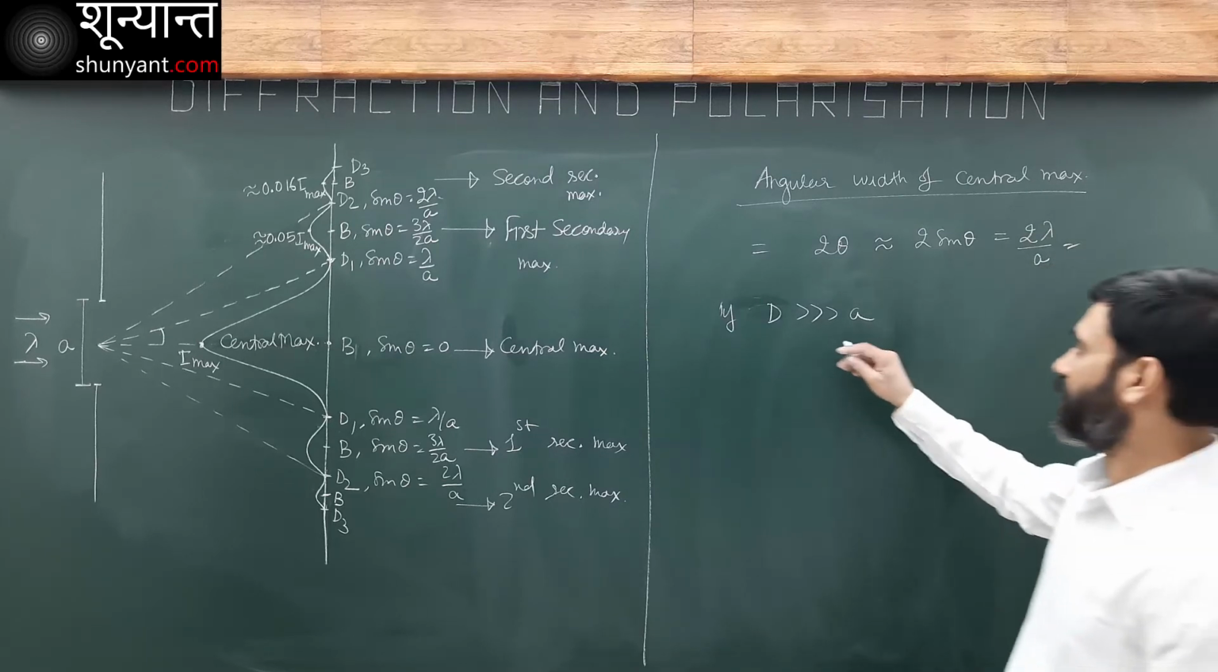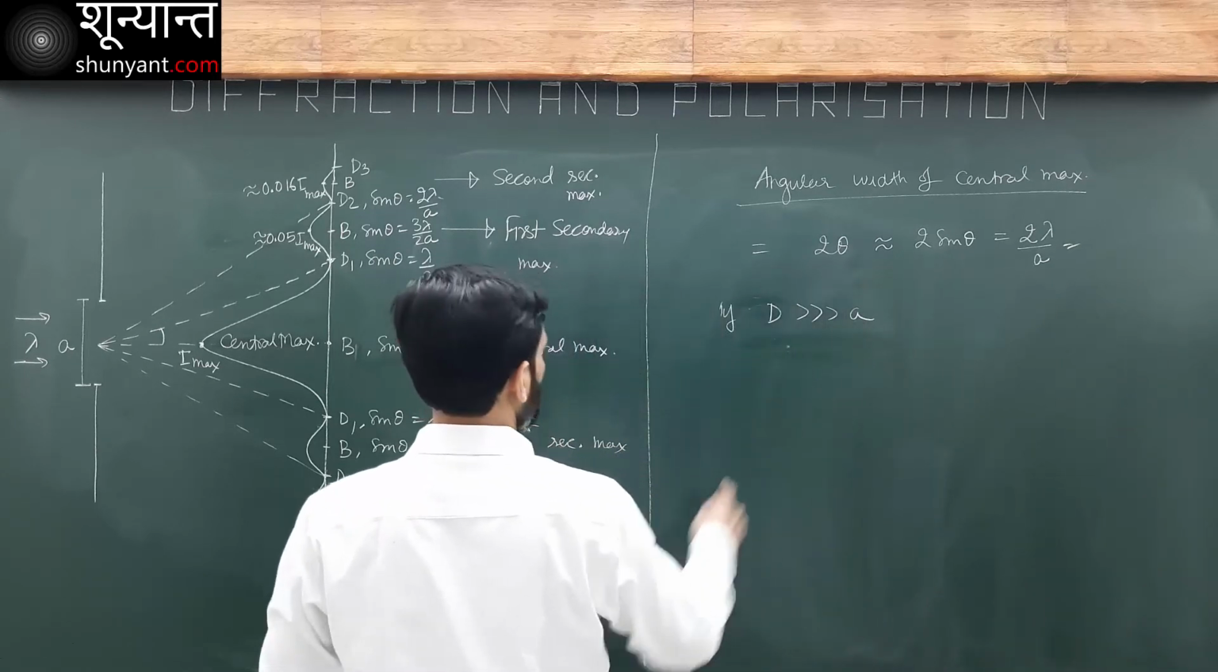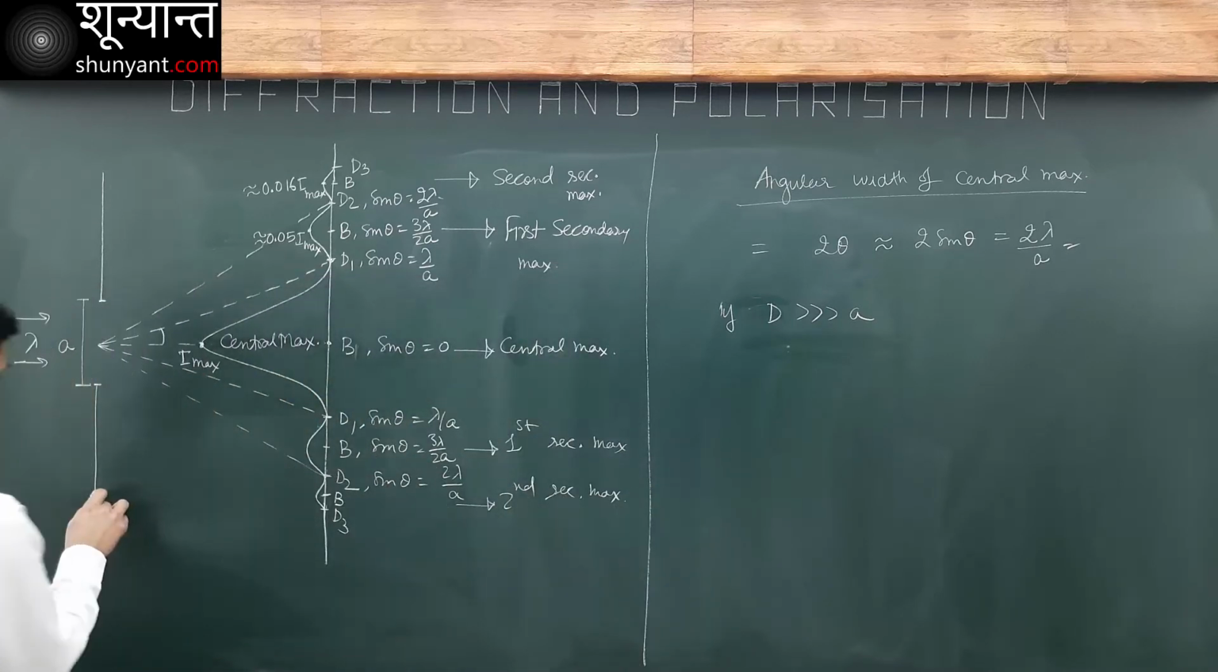Okay, you understand this? Now if this D is very large as compared to A, what is D? It is the distance here.